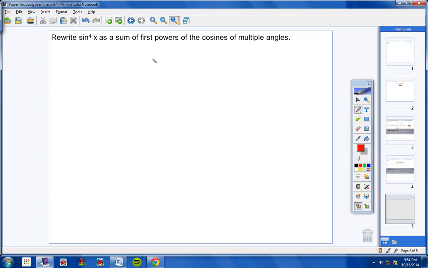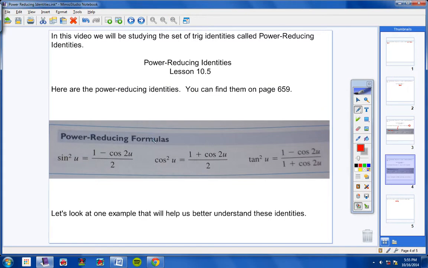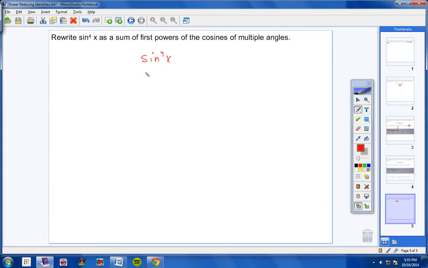Now, obviously, we're going to use our power reducing functions. We have sine to the fourth power, and nowhere on your power reducing identities do you have a sine to the fourth power. So we're going to rewrite this as sine squared times sine squared, okay? And then for sine squared, we can make the substitution right here. If you look at your power reducing identities, we can put (1 minus cosine of 2u) over 2, times (1 minus cosine 2u) over 2, okay?